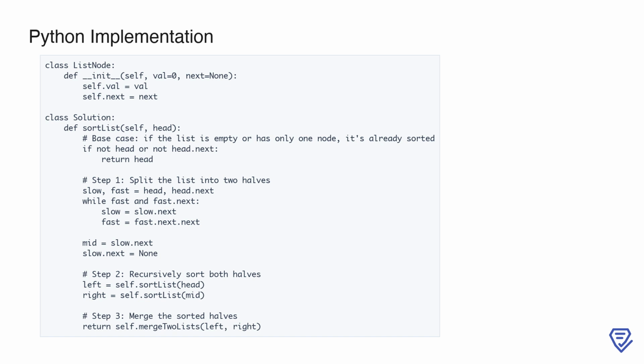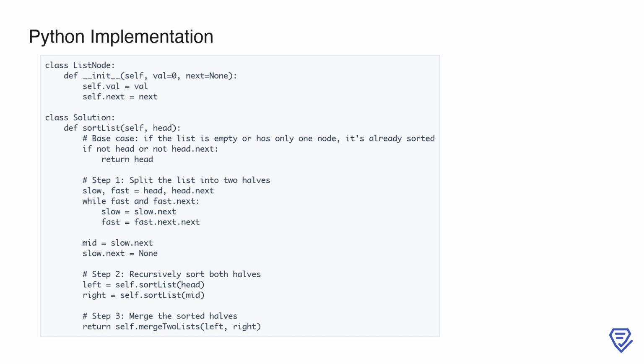Next, we proceed to split the list into two halves. Using two pointers, slow and fast, we traverse the list at different speeds. The slow pointer moves one step at a time, while the fast pointer moves two steps. When fast reaches the end, slow will be at the midpoint of the list. We then split the list by severing the connection at the midpoint. The first half remains with the head, while the second half starts from mid, which is slow.